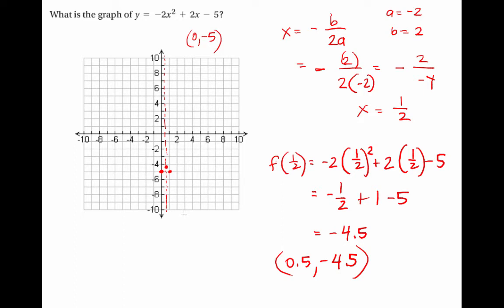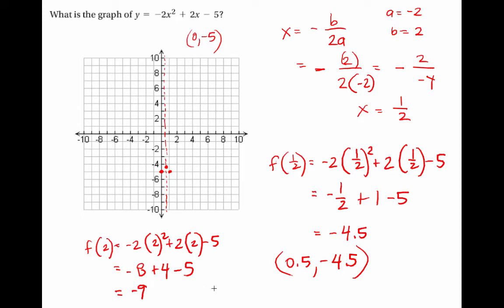I probably should go ahead and get another point here. So I'm going to use another x value to the right of the axis of symmetry, and I'm just going to evaluate the function for x equals 2. So negative 2 times 2 squared plus 2 times 2 minus 5. I get negative 2 times 2 squared, which is 4. That's negative 8 plus 4 minus 5. I get a value of negative 9. So another point on my graph is (2, negative 9).